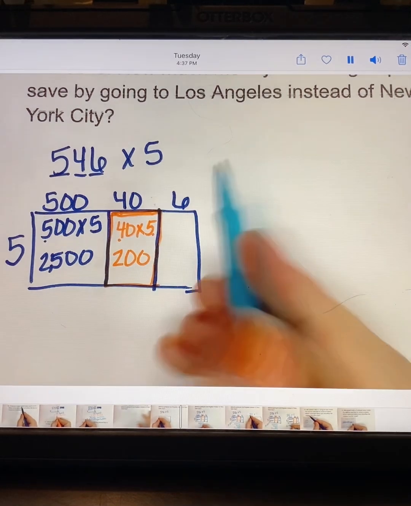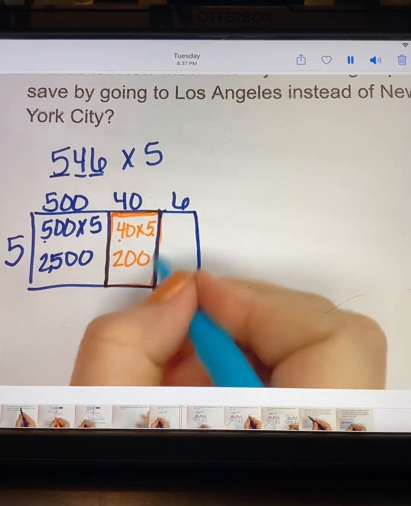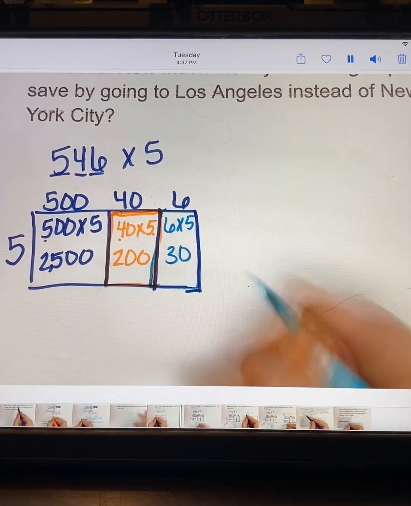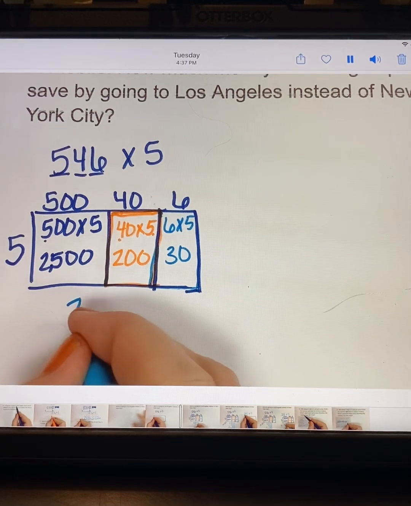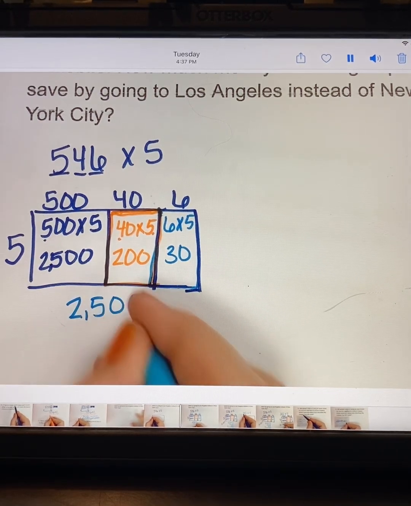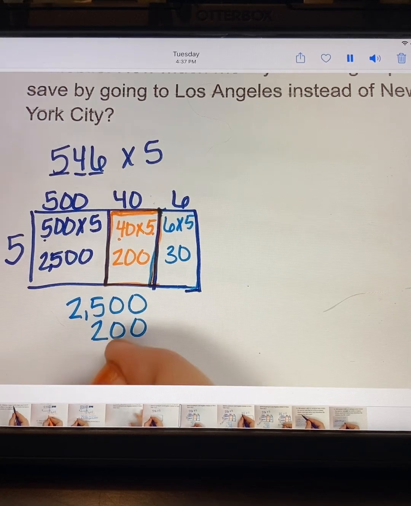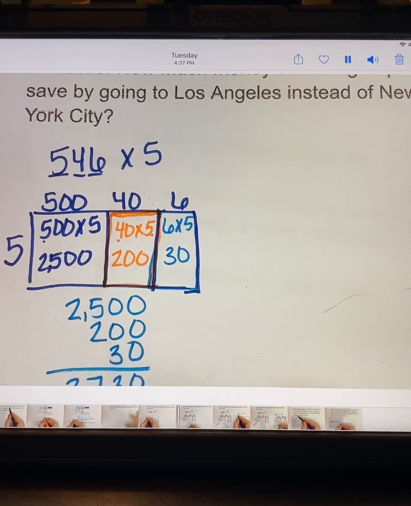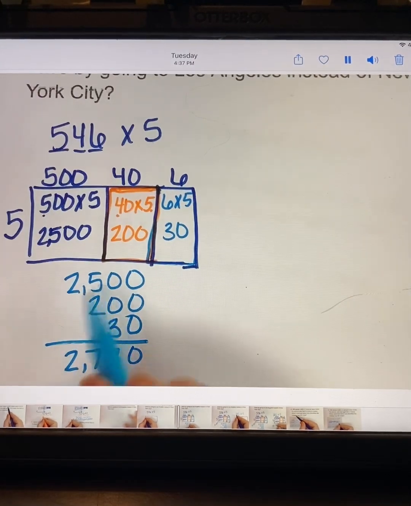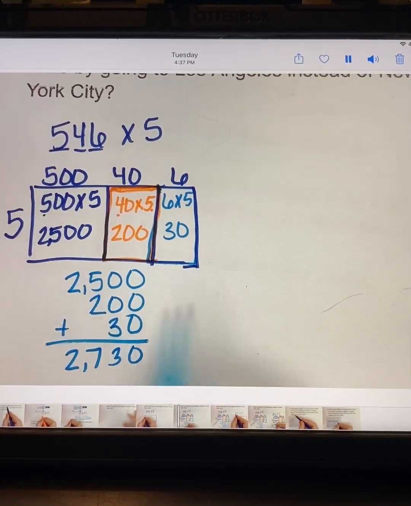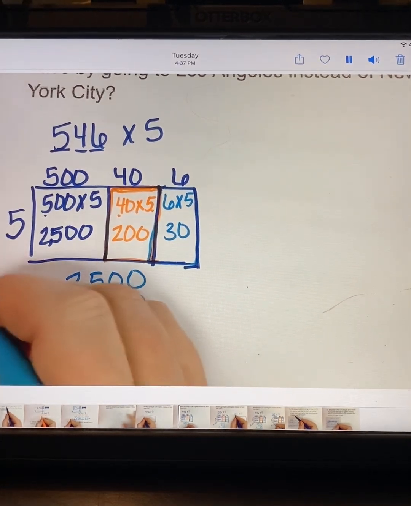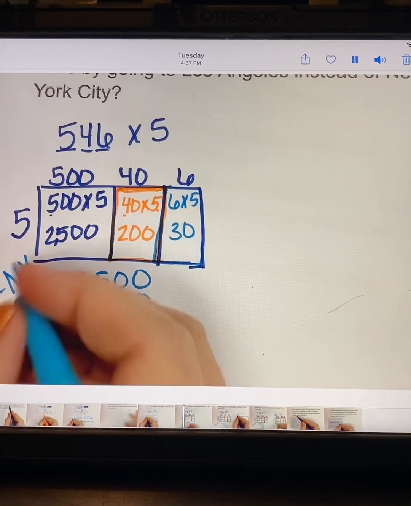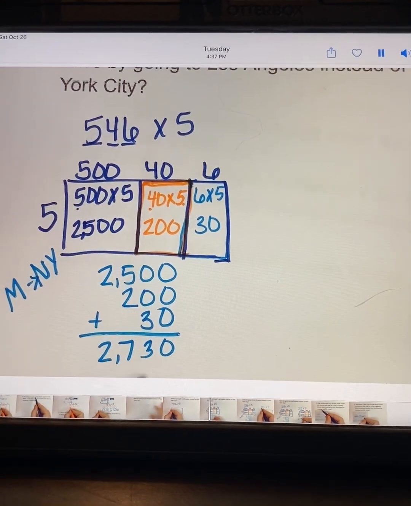All right, and then this last part, I've got 6 times 5. 6 times 5 is 30. So now I'm going to add up my partial products to figure out how much those plane tickets would cost. So for all 5 of those people to go from Mobile to New York, I'm just going to put M to NY for New York, it would cost $2,730.